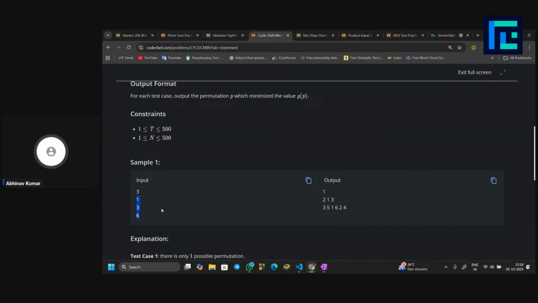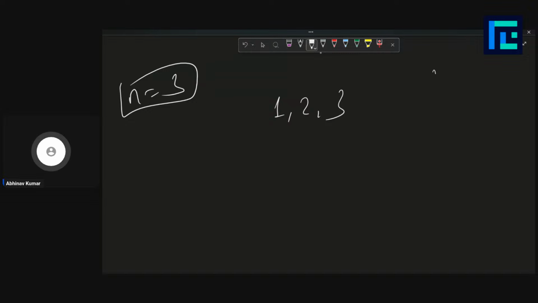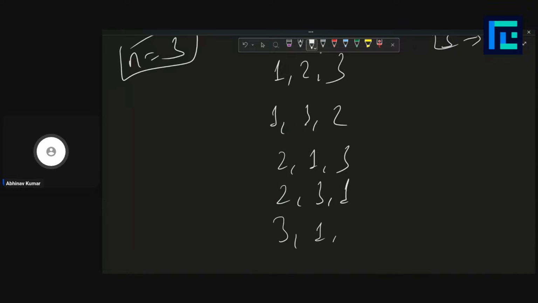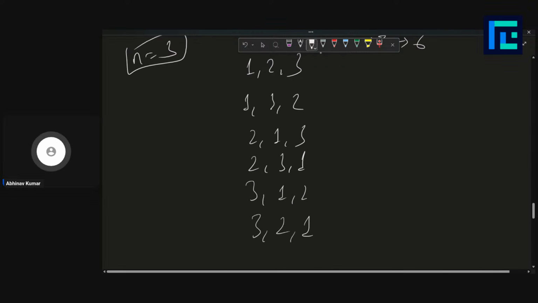Let's look at some of the test cases to understand. For n equal to 1, the only permutation possible is 1, so its answer is 1, quite obvious. For n equal to 3 and 6, we can have a look. For n equal to 3, there would be 3 factorial, that is 6, permutations: 1, 2, 3; 1, 3, 2; 2, 1, 3; 2, 3, 1; 3, 1, 2; and 3, 2, 1. So these would be the 6 possible permutations.